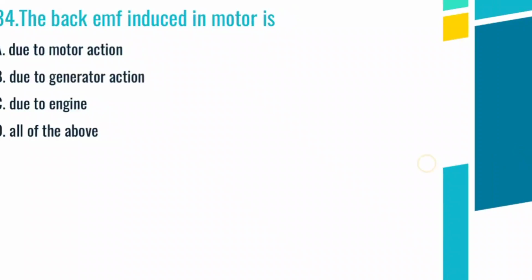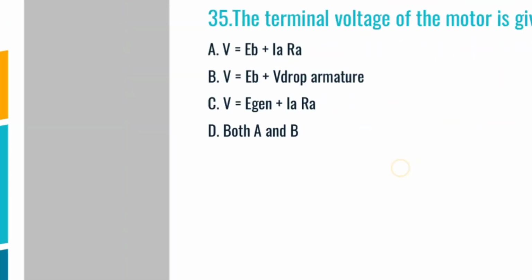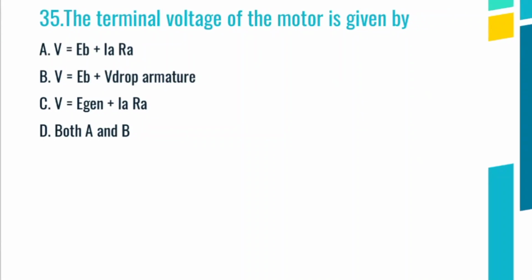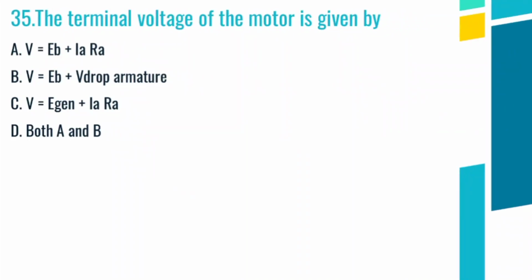Coming to the next question. The terminal voltage equation of the motor, the motor voltage equation, is given by: A, V equals Eb plus Ia Ra; B, V equals Eb plus the voltage drop in the armature; C, V equals E generated plus Ia Ra; D, both A and B. D, both A and B, is the answer.